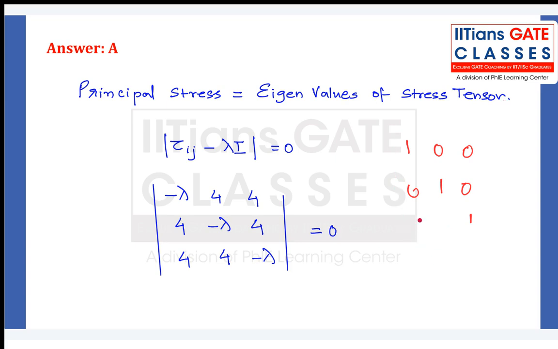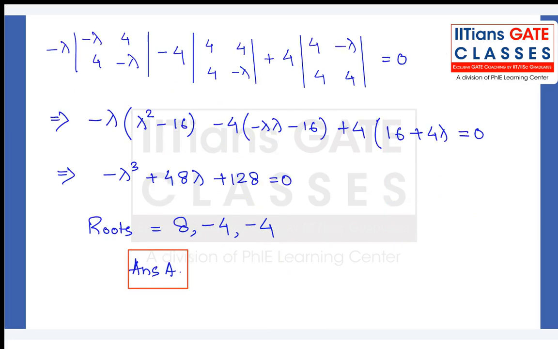This is how the identity matrix will look like, right? We multiply it by lambda and subtract it from the given matrix. So this is what you get. Now find out the roots of the determinant, right? What you will get is something like this. Now I'm not going into detail of how to solve a determinant, right? So solve it, you will get this equation.